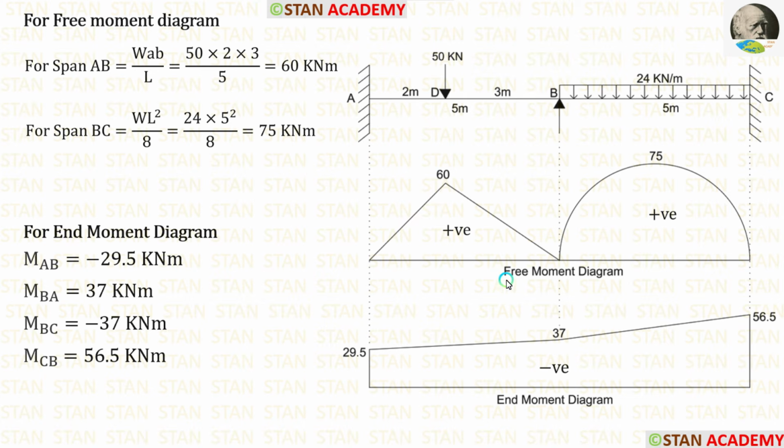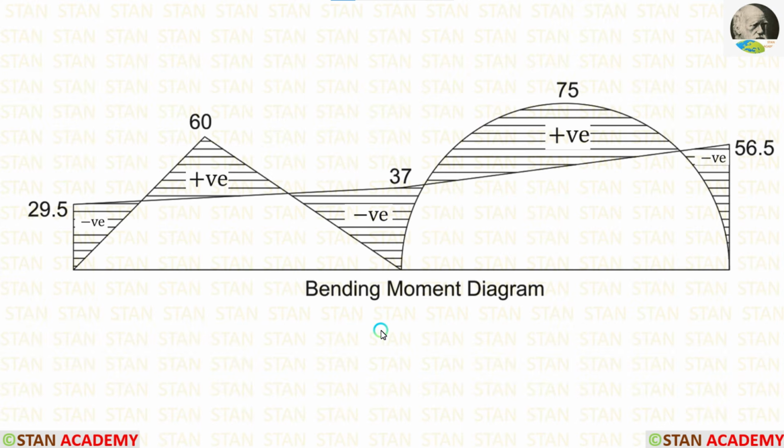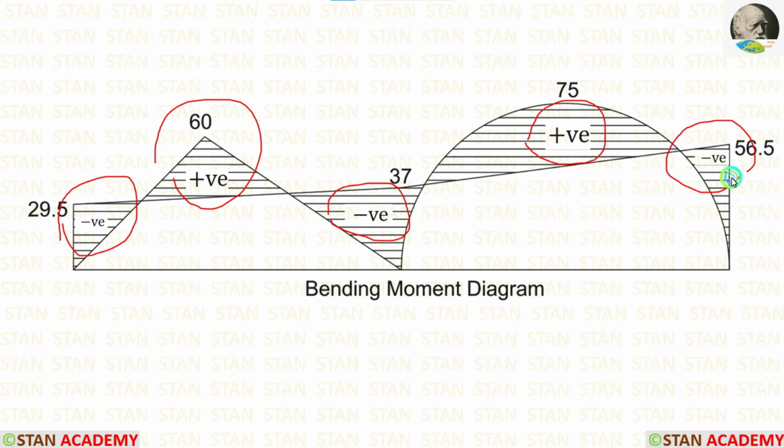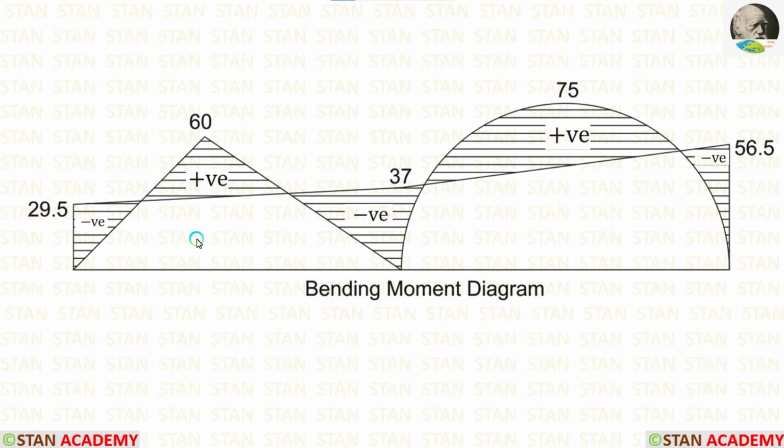Now let us combine the free moment diagram and end moment diagram. You can see that I have combined both of the diagrams. Wherever they are acting alone without mingling with one another, we have to mark the values with the sign. Here the end moment diagram is coming alone. Here the free moment diagram, then end moment diagram, then free moment diagram, finally the end moment diagram. Wherever they are together, we are not marking anything. We just keep the space empty.